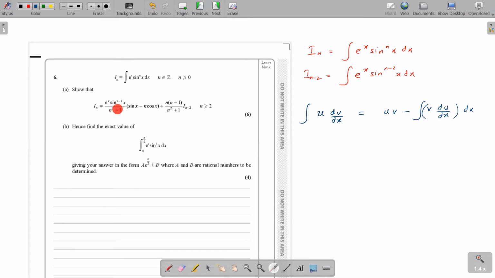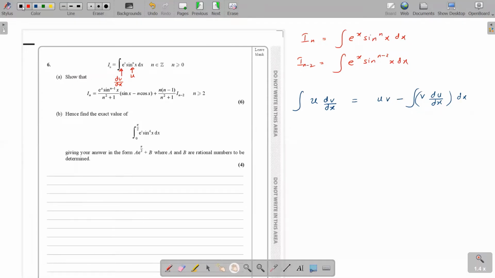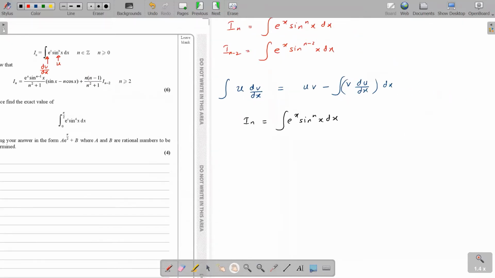Now you can see sine's power has reduced, right? Because the power of sine has reduced, and you also need to show sine to the power n minus 2. Definitely, who should be the person to differentiate? We will differentiate sine to the power n x, because when you differentiate, the power reduces. Are you with me? And then e to the power x will be my dv by dx, or the v dash. Are you with me? Okay, so shall we use the rule? So what happens when you integrate? So the integration, let me write again, I n, e to the power x sine to the power n x. Shall we write our u, and so what's our u here?